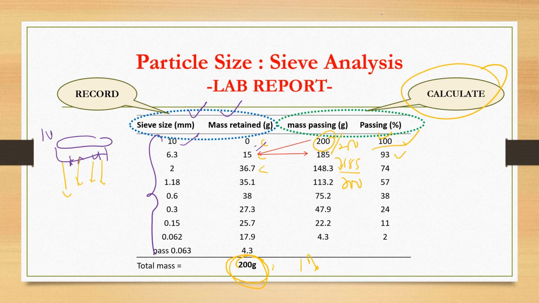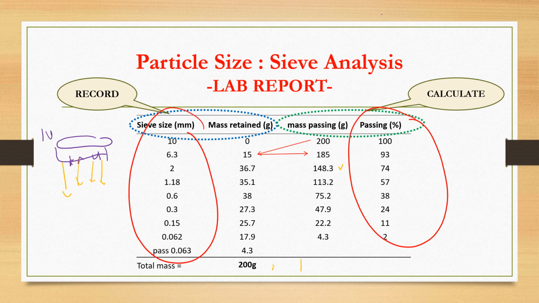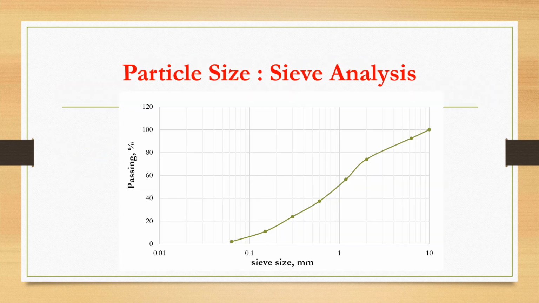Once you finish everything, you have calculated everything. The data that you need for further analysis is only the percentage passing and also the sieve size. So moving on, you need to plot the data that you obtained just now, the sieve size and the percentage passing that you calculated, and analyze it with a particle size distribution graph.